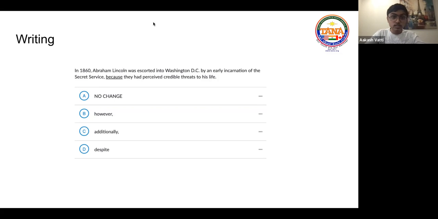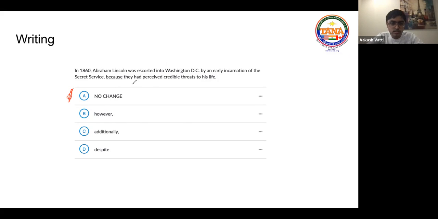All right, so for this question, in 1860, Abraham Lincoln was escorted into Washington, D.C. by an early incarnation of the Secret Service because they perceived credible threats to his life. No change is a good option because there's nothing grammatically incorrect. B, however, in 1860, Abraham Lincoln was escorted into Washington, D.C. by an early incarnation of the Secret Service. However, they had perceived credible threats to his life.